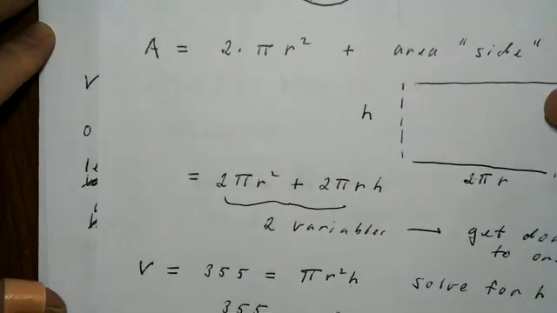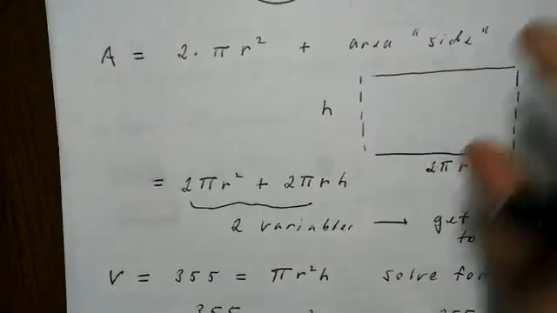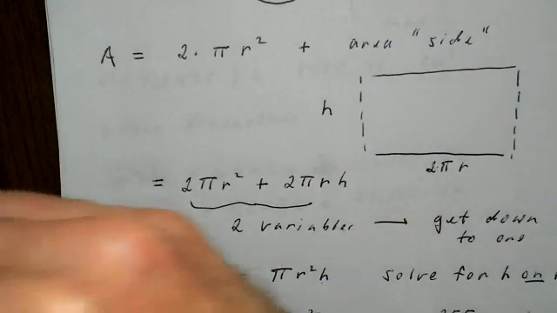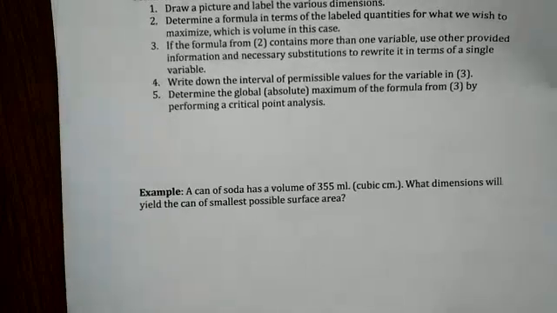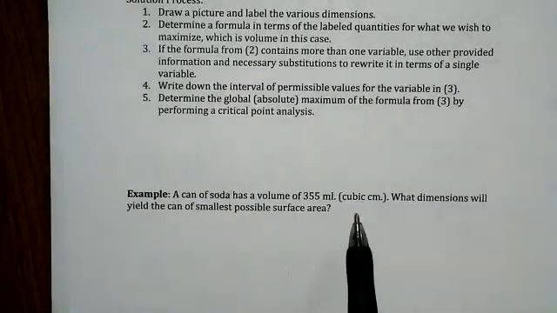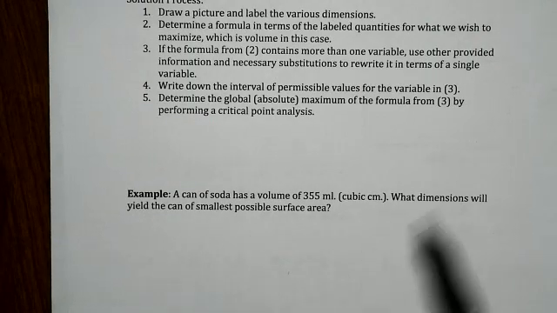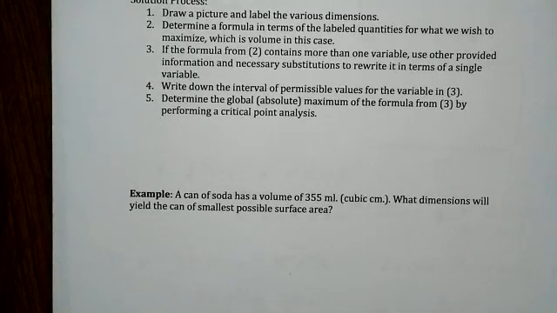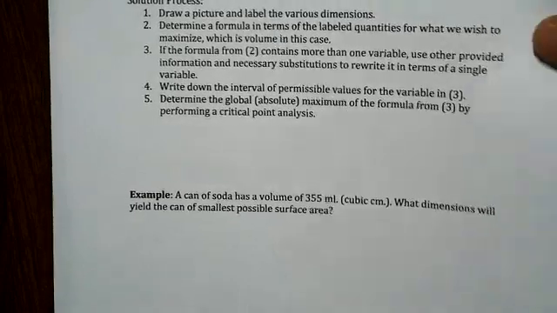Let's go on to a slightly harder example where we really, in fact, have to make the substitution. Okay, a can of soda has a volume of 355 milliliters. A milliliter is a cubic centimeter. What dimensions will yield the can of smallest possible surface area?